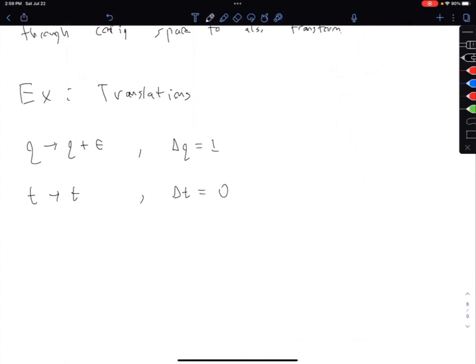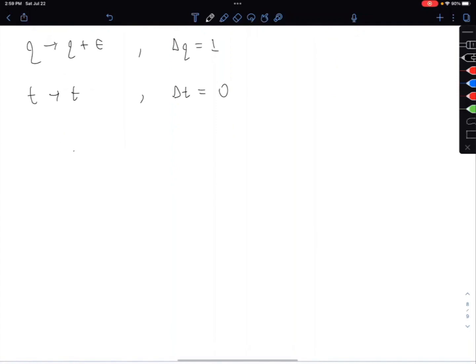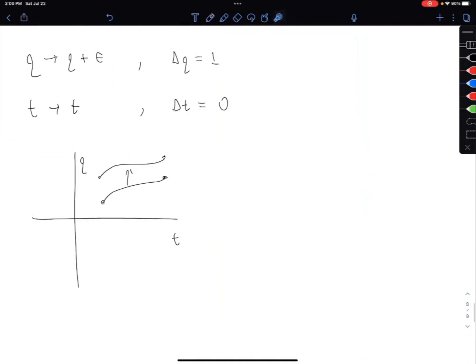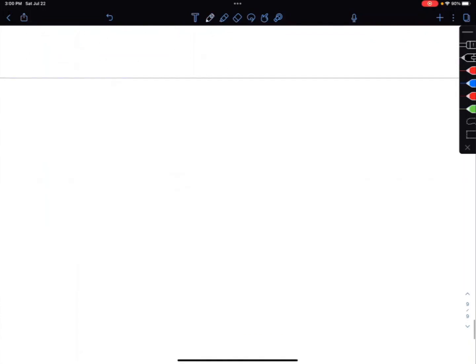The reason that I will call this translation is that if I have Q and T, and I have some path, and I do this to every point on this path, these points just get shifted up, so the new path would look the same, just shifted up. So that's translations. And it's translations by an amount epsilon. The distance translated here is epsilon. So the amount that you translate is the parameter of the transformation, as it naturally should be.